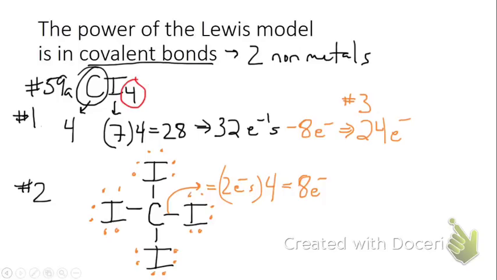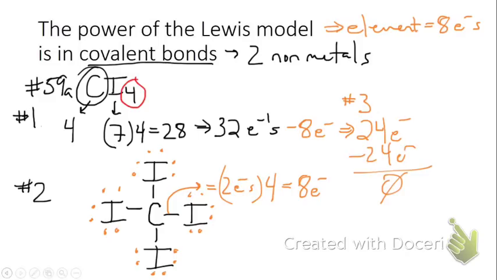And we want to fill octets. Remember, the goal of the Lewis model is to make sure each element has 8 electrons. And so we said this bond is worth 2 electrons. Well, let's count to make sure we've used all our electrons. So we have 6 around this. 6 times 4 is 24. So we don't have any electrons left over. So we've used up all our electrons.